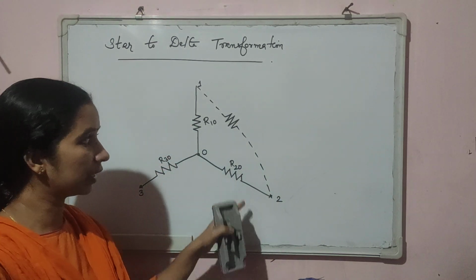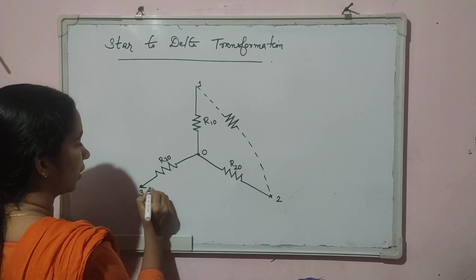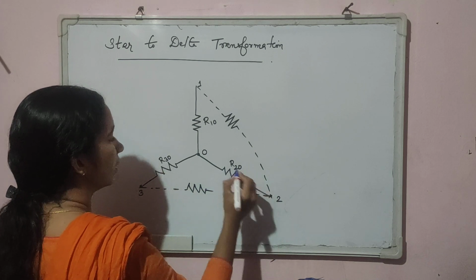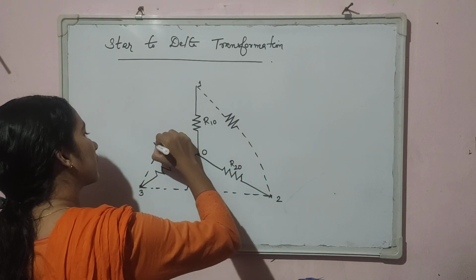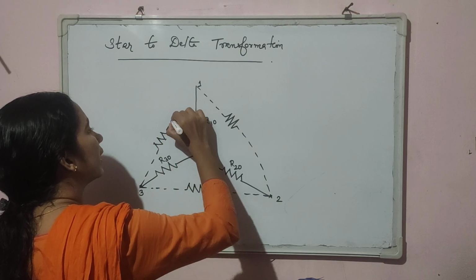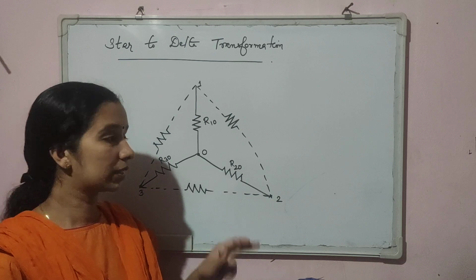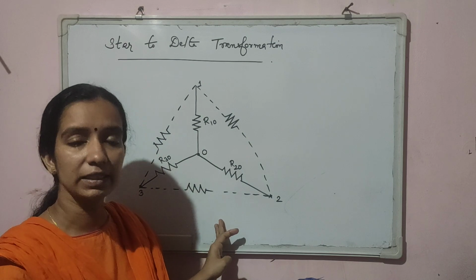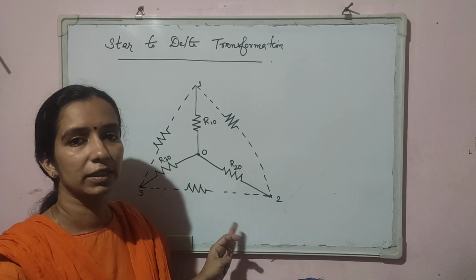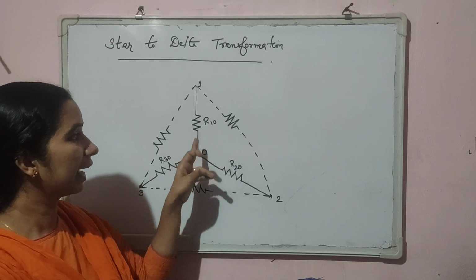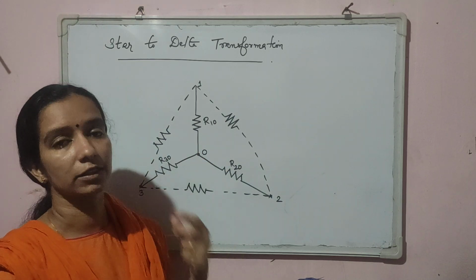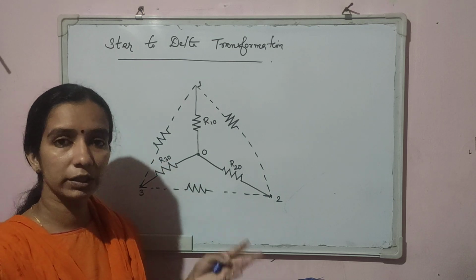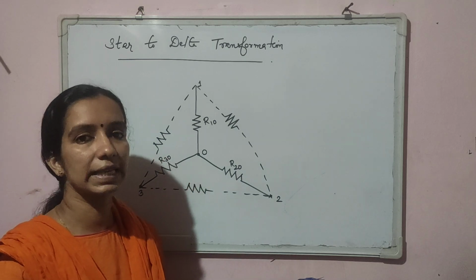There is one resistor between 1 and 2. Then there will be one resistor between terminals 2 and 3. And similarly there will be a resistor between terminals 3 and 1. The diagram represented as a dotted line is the equivalent delta connection that we have to obtain. Okay, so we had a system of three resistors which are connected in star. Now we have to convert this star connected system into an equivalent delta connection.